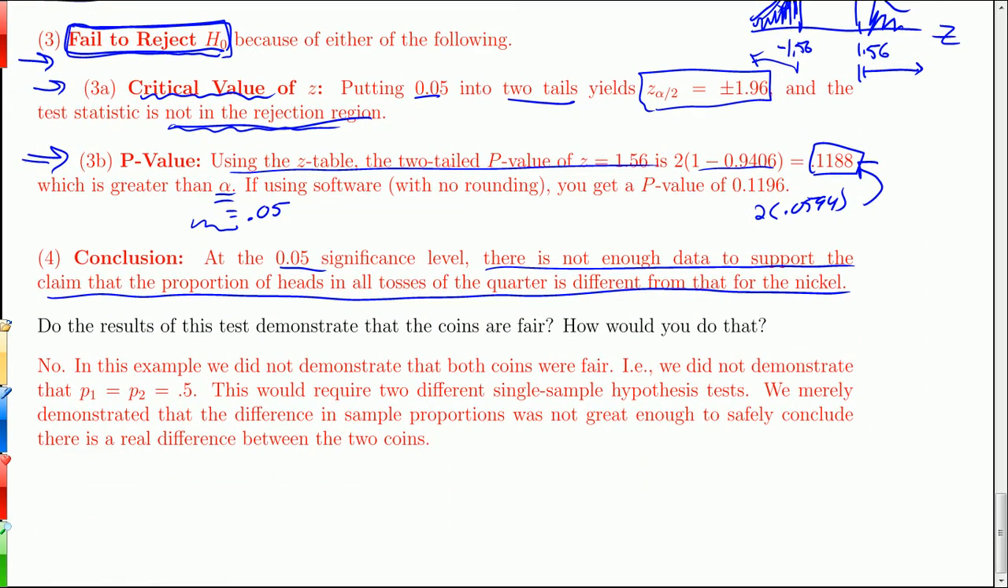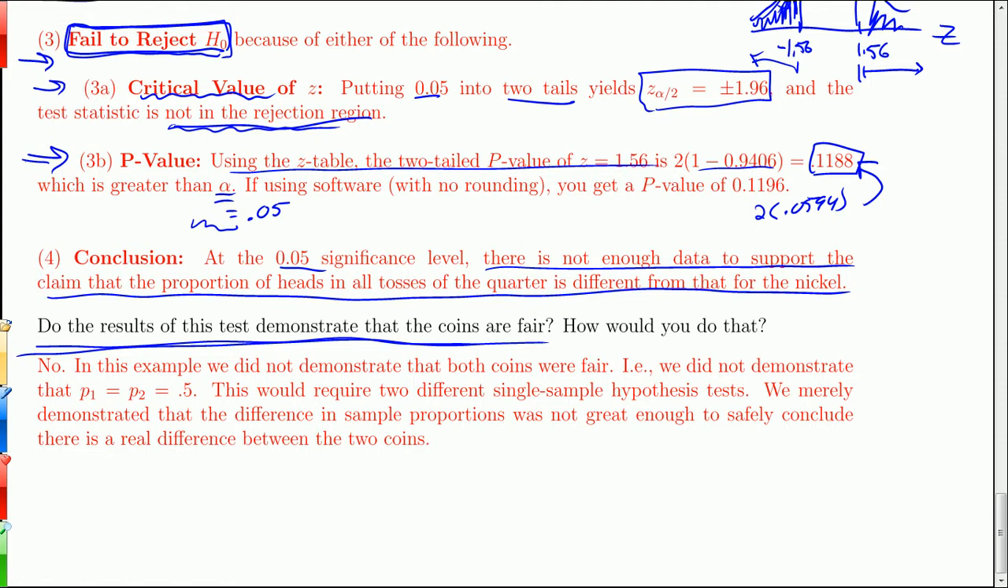Do these results demonstrate that the coins are fair? Right? Basically, all we said was that there's not enough reason to believe that the proportion of heads is different between them. Does that demonstrate that both coins are fair? Certainly not. Right? All we said was that whatever the proportion of heads is, there's not enough reason to believe that the proportion for the nickel is different from the proportion for the quarters. All right? We didn't demonstrate that they both equaled 0.5.